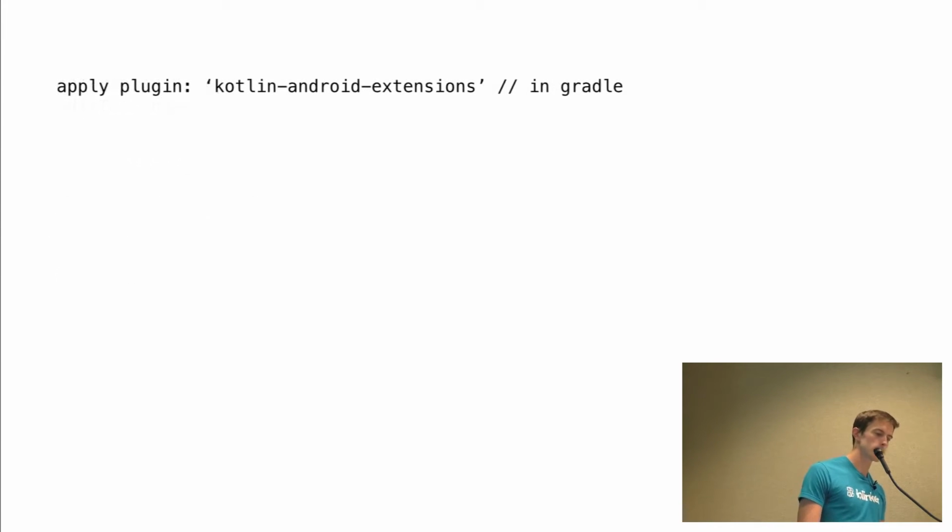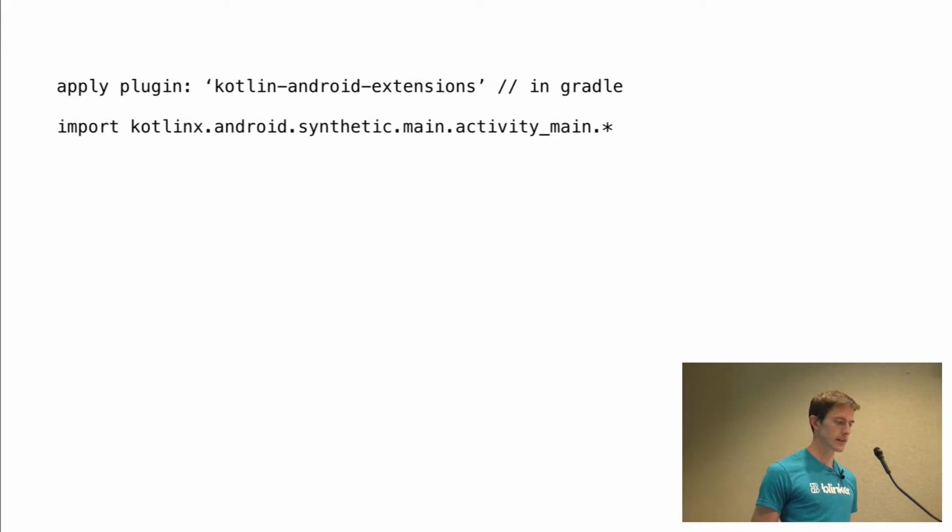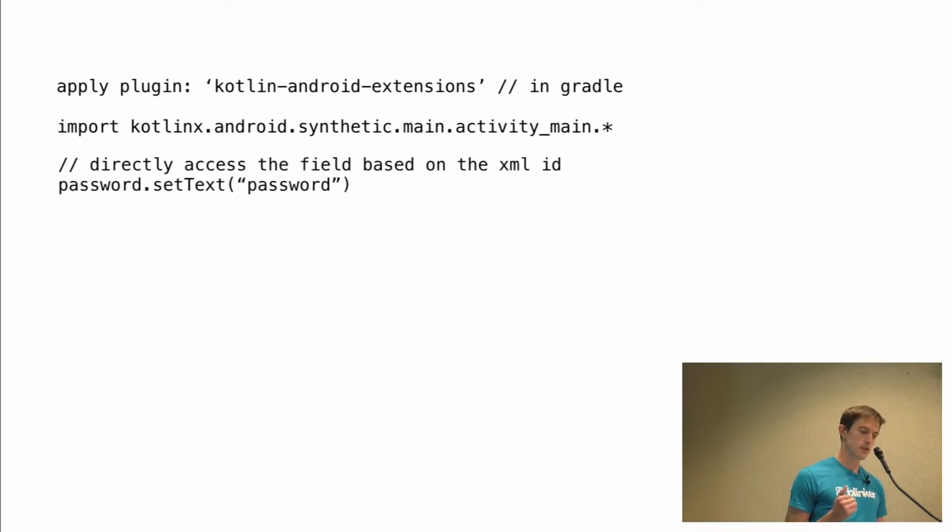If we go into Gradle and we apply the Kotlin Android extensions, we can actually use these synthetic accessors that will pull values out of the XML files, and you can directly access them just using whatever you named it in the XML ID. You can access it then, and you never have to go find view by ID or bind it.